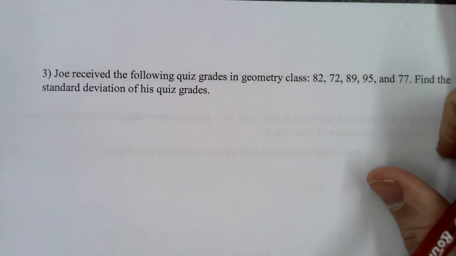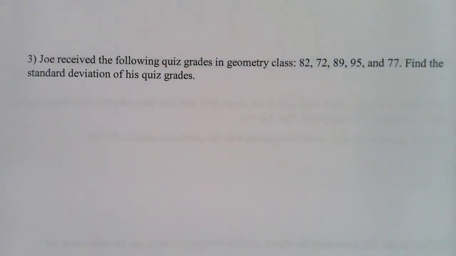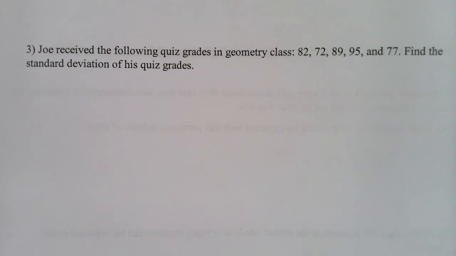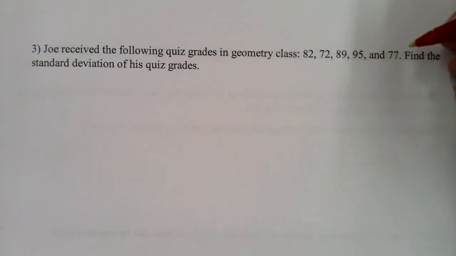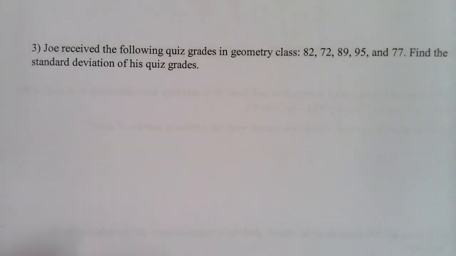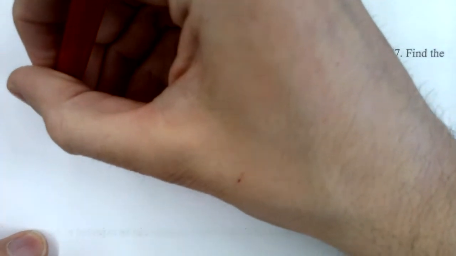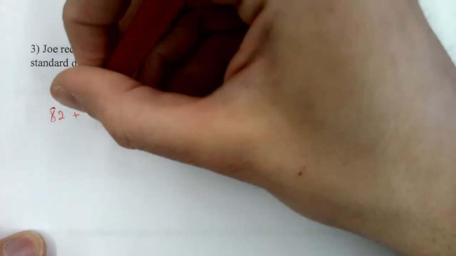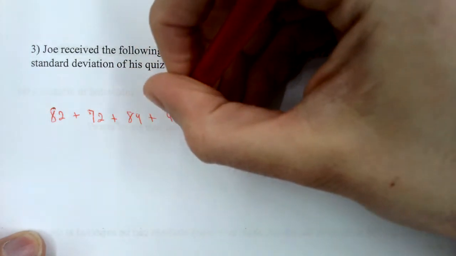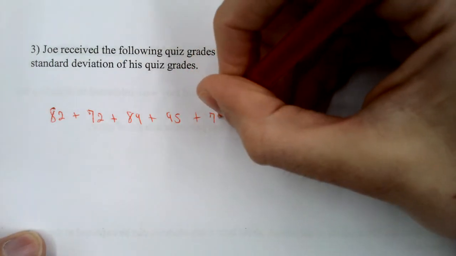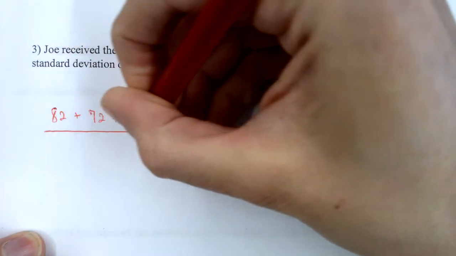Okay, the next problem talks about standard deviation. Joe received the following quiz grades in geometry class. Find the standard deviation of his grades. So step 1 is you're going to find the mean or the average. So add up all those grades and divide by 5 because it's 5 quiz grades. 82 plus 72 plus 89 plus 95 plus 77. That's all going to be divided by 5 because it's 5 quizzes.